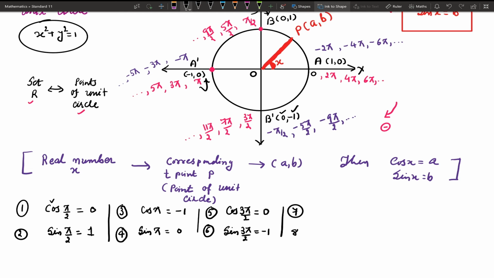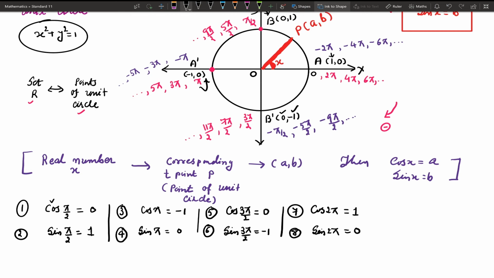7, 8, suppose cos 2 pi, sin 2 pi. So real number 2 pi, the corresponding point on the unit circle, find out on the unit circle where 2 pi is. 2 pi lies on the x axis, the corresponding point A (1, 0). Now for cos 2 pi we have to find the x coordinate, since the x coordinate is 1, cos 2 pi is 1, sin 2 pi is 0.